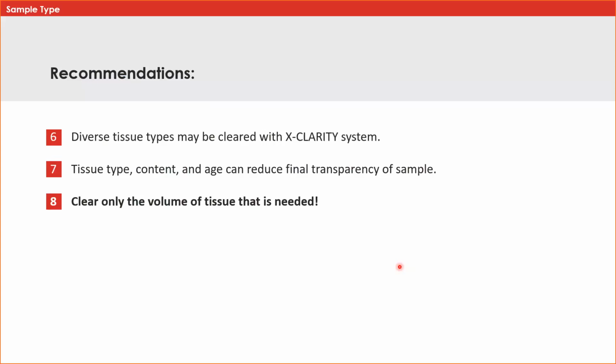And then with this set of recommendations, and we've bolded it out for a reason, we cannot emphasize this enough: clear only the volume of tissue that is necessary to capture the features that you want across the size scales that you need. Yeah, one of the features of tissue clearing is it can allow you to image a whole organ. However, if you don't need to clear a whole organ, then we encourage you to save your time and resources and clear only the volume that is needed.